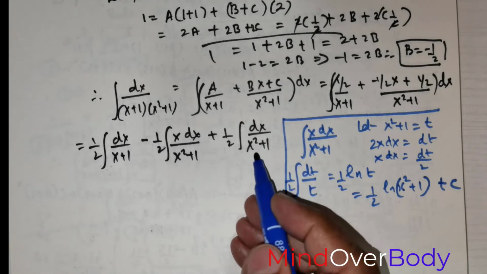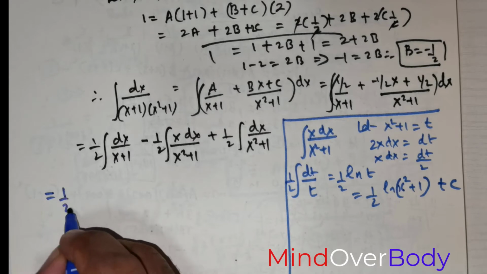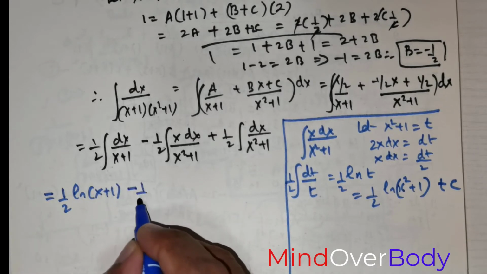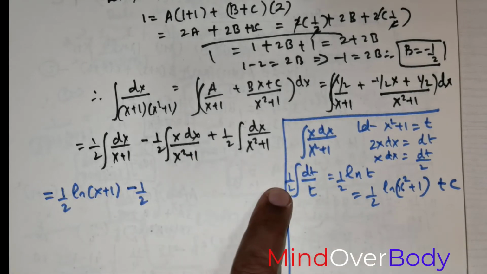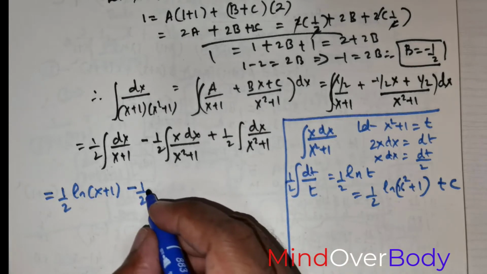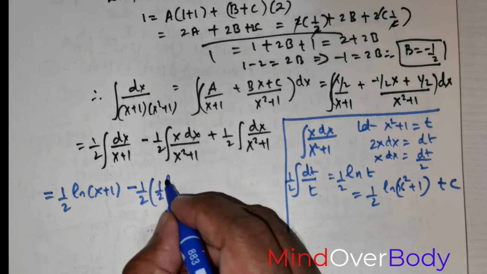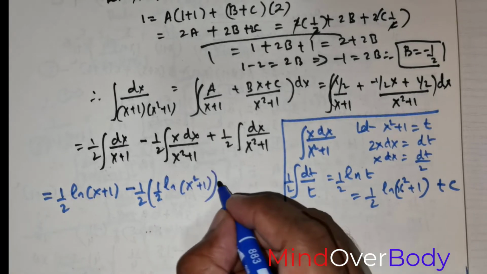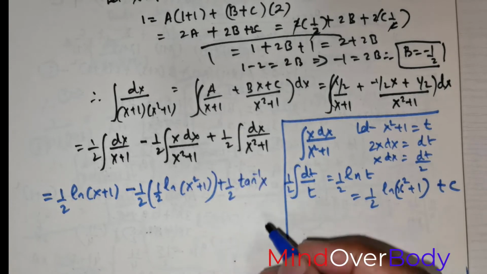This is going to be tan inverse of x. So let me write them down. So this is going to be 1 over 2 ln of x positive 1 negative 1 over 2, because I have not taken that 1 over 2 here. So I already have a 1 over 2. I need to substitute that 1 over 2. So it's going to be 1 over 2 times ln of x squared positive 1. That's okay. So it's going to be 1 over 2 times tan inverse of x.